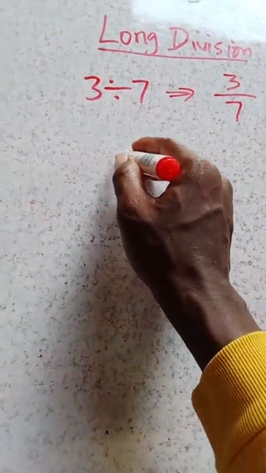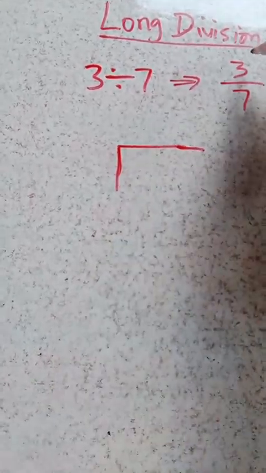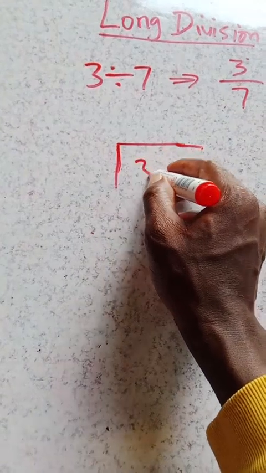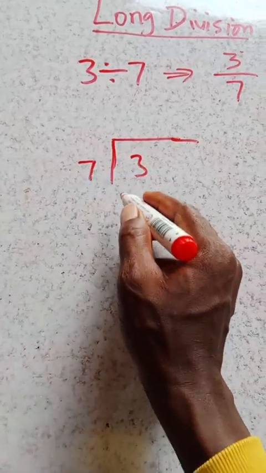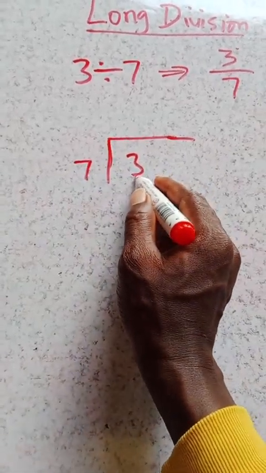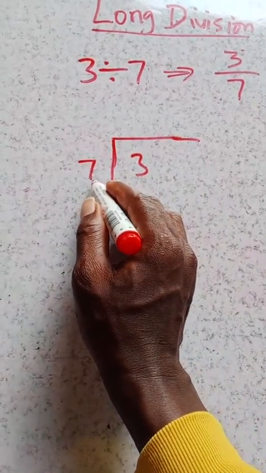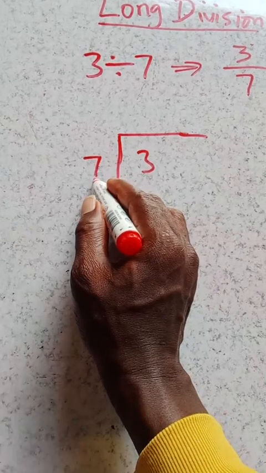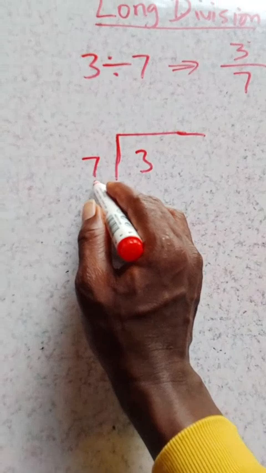You write down this diagram like this, and then put the one on top, the numerator, in the diagram, and the one down, the denominator, outside the diagram, meaning that is 3 divided by what? 7. So 3 divided by 7 is what? It means how many times is 7 going to appear in 3? You know, it's not possible because 7 is bigger than what?